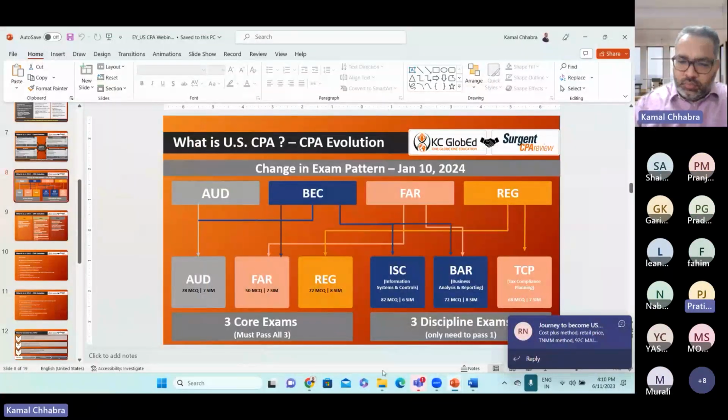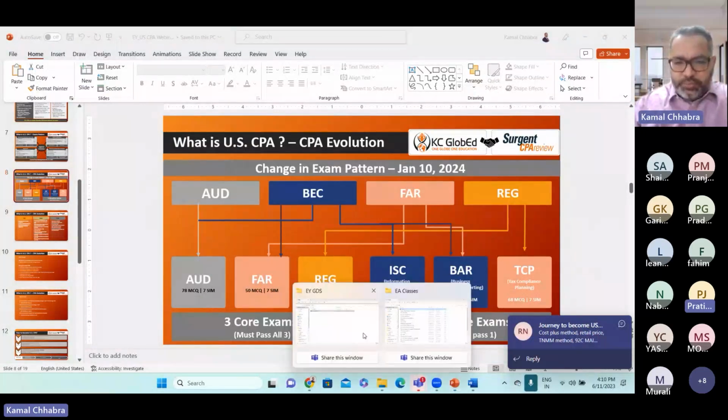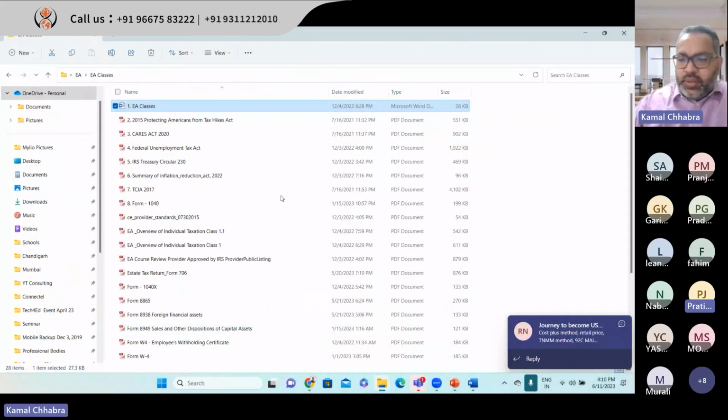Sir, 1040, 1120, 1065, are they related to tax return preparation, or not related to that? Say that again. I'm saying the 1040, 1120, and 1065. These three are forms, including the partnership form. Yes, so if you see, are these forms also covered?